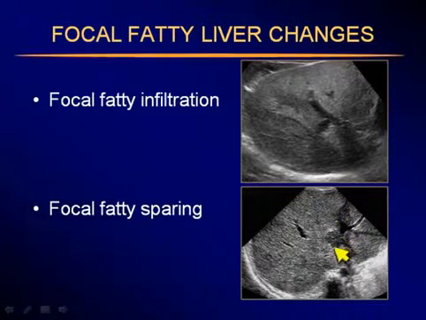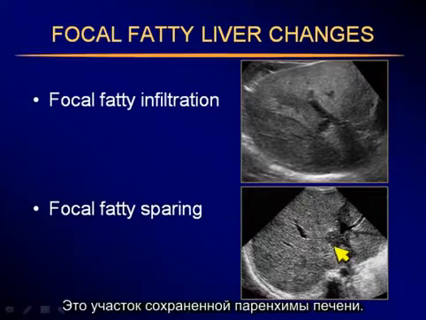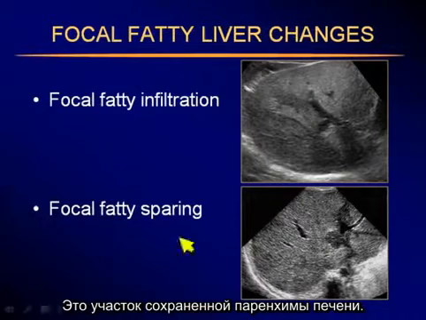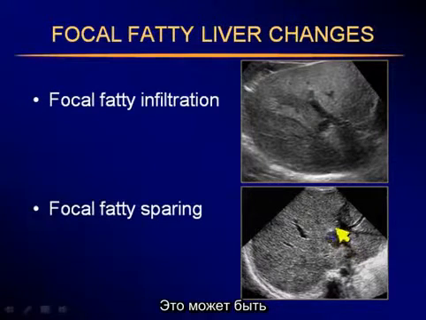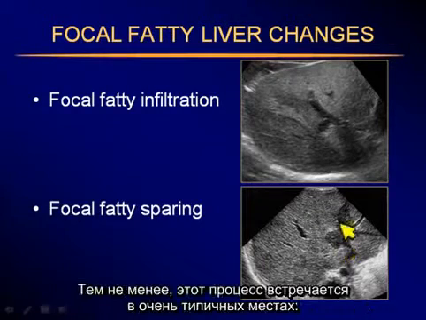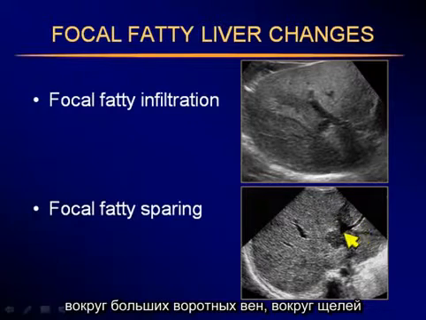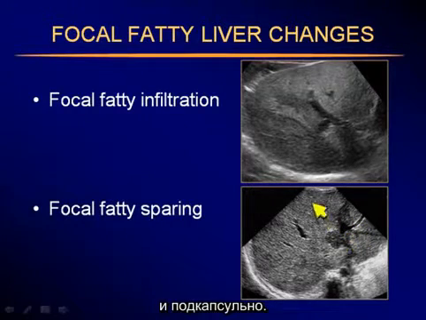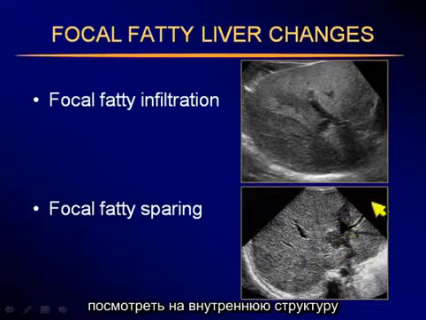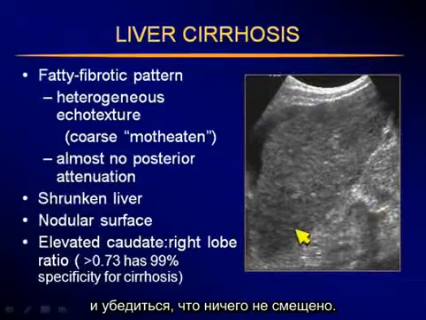That's areas of normal liver spared. These can possibly be confused with liver masses. However, they occur in a very typical location around large portal veins, around fissures, and subcapsular. So we tend to look in those regions, and we look for internal architecture and see that it's not distorted.